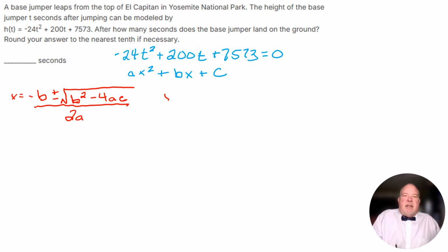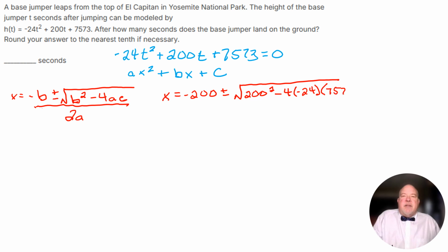So x equals negative b. My b value is 200. So I'm going to put negative 200 plus or minus the square root of b squared. So b again is 200. So that's going to be 200 squared minus 4 times the a value, which is negative 24, times the c value, which is 7,573. And that's all divided by 2 times a. So that's 2 times the a value, which is negative 24.